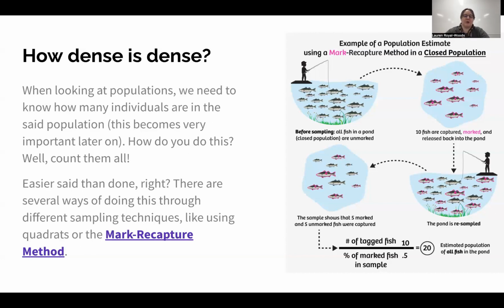Another method is the mark-recapture method. I've done this many, many times out in the wild, with bats and with fish. What we do is we catch a few, and we mark them. How they're marked depends on the species. Like birds, you've heard of bird bands, where they catch the bird and give it a little metal bracelet around its foot, and then we send them off.